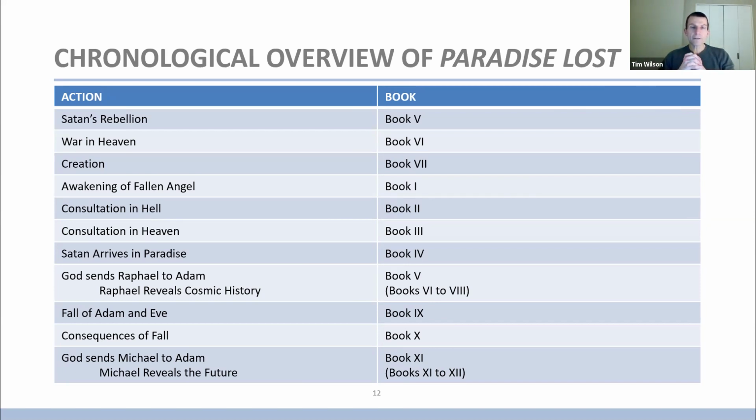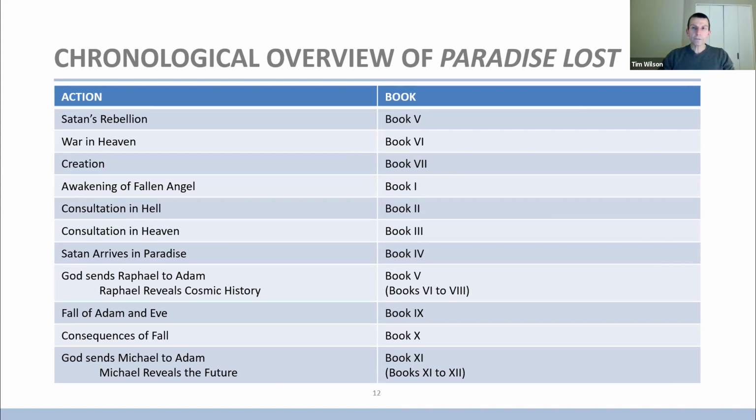There's the awakening of the fallen angels. That's described in book 1, and we just looked at a couple of passages of that. There's the consultation in hell, which happens in book 2. The fallen angels awake from being fallen into this burning lake, and they say, okay, we've got to get our act together. What are we going to do? So they build Pandemonium, this huge council hall, to discuss and debate their future efforts and what would make the most sense. And that's depicted in book 2.